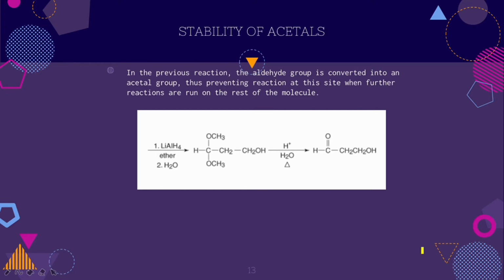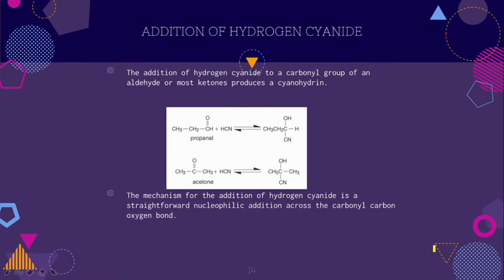Notice in the previous reaction that the ester carbonyl group has been reduced to an alcohol by reaction with lithium aluminum hydride. The protected aldehyde group has not been reduced. Hydrolysis of the reduction product recreates the original aldehyde group in the final product. Addition of hydrogen cyanide. The addition of hydrogen cyanide to a carbonyl group of an aldehyde or most ketones produces a cyanohydrin.